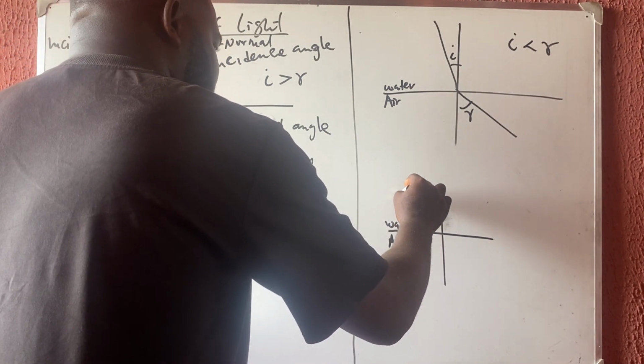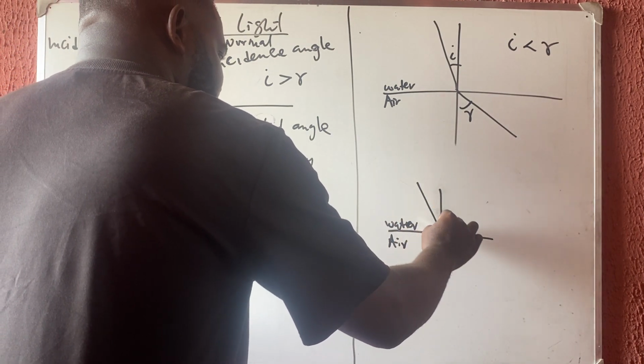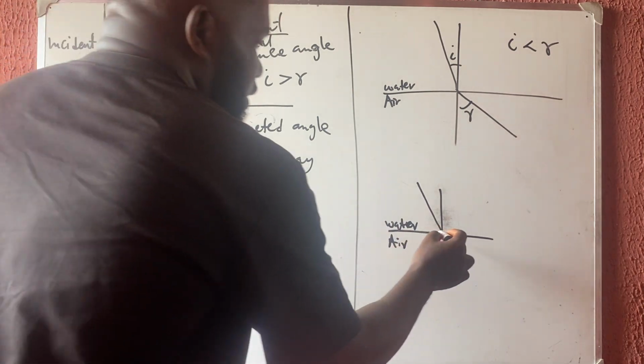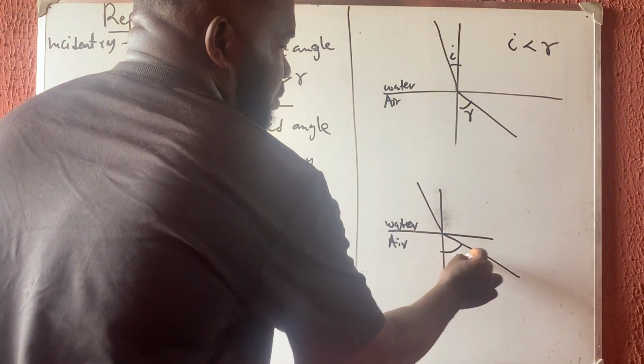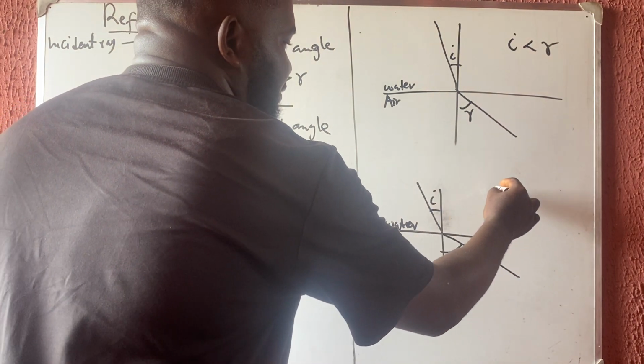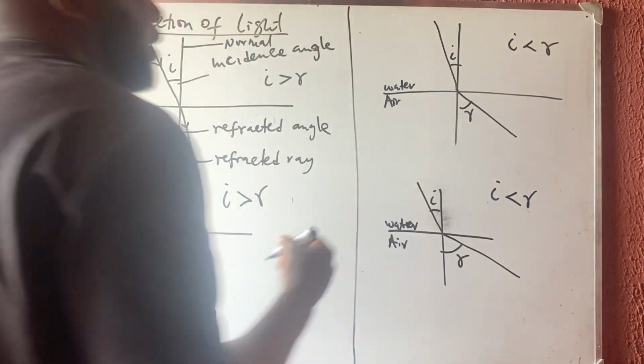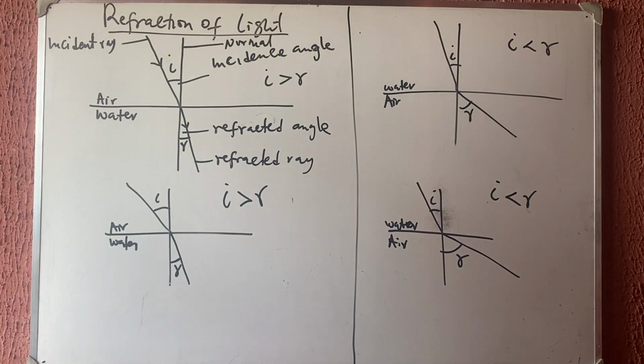Then we now have that what? If the incidence is coming this way, this one will now move away. It will be moving away from the normal. So that is where we have that I here will now be less than R. These are two most important things to note. Very, very important.